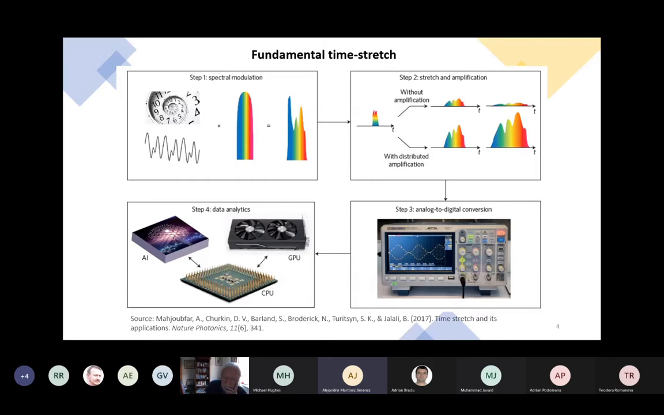Imagine you have a pulse in femtoseconds. After the TenStreet, it is several picoseconds. And now we can use the digitizers. In step 3, the optical signal is photodetected, and the digitizers are used like a real-time data converter. And finally, step 4 consists of digital signal processing and data analytics, such as machine learning or whatever you want to do with the data.